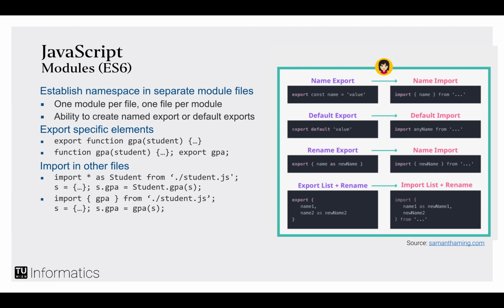So if you say, in this example here, import star as student from some file, then you'll have to use the namespace student to call the function. However, if you only export the elements by name, you already know the names, you say import, then curly bracket, the exported element that you want, and then you can use it as is. On the right side here, we have a bit of a cheat sheet of what the possible things are that you can export and how you import them, just for you to look up later.